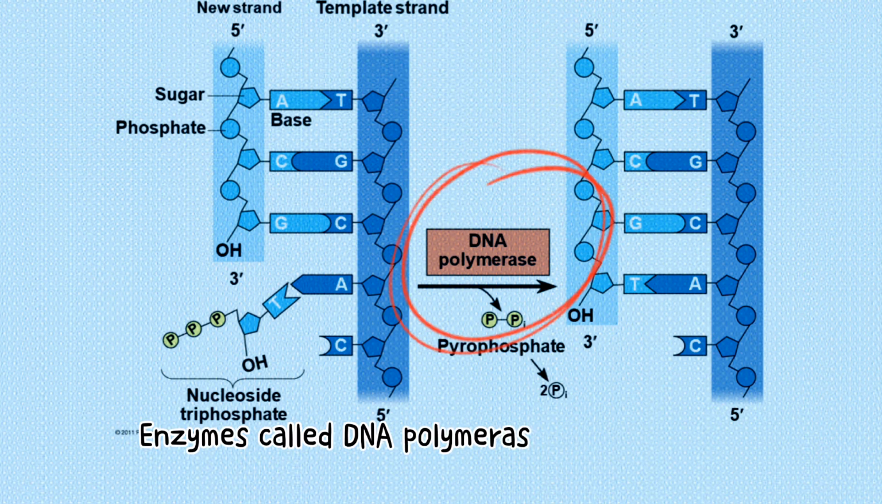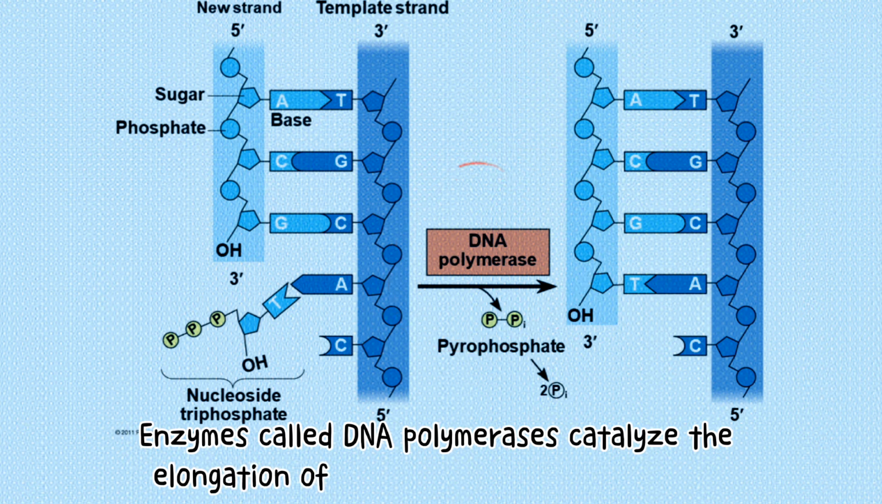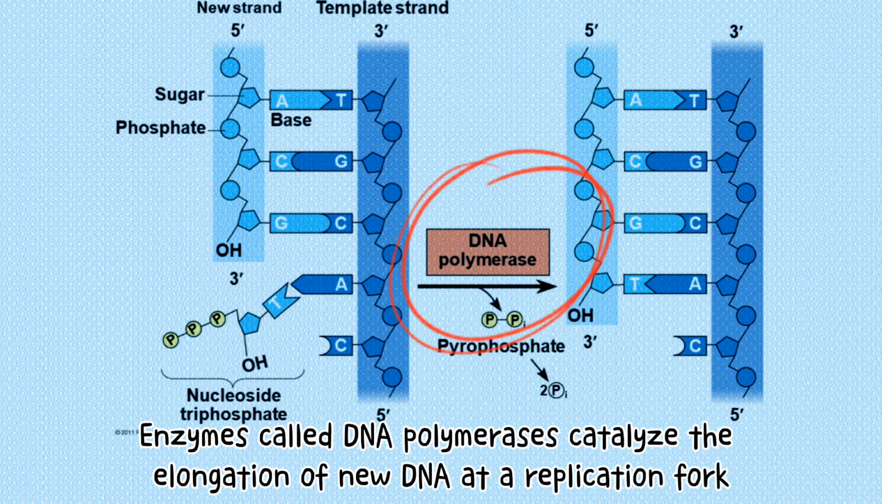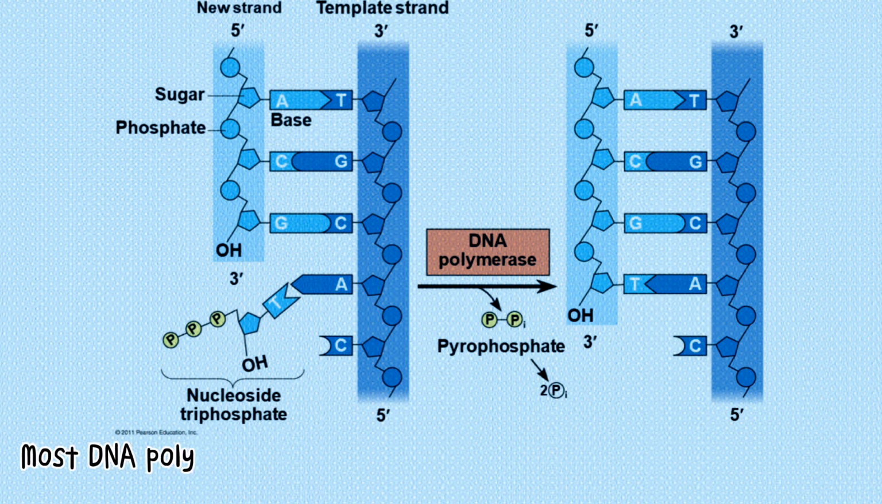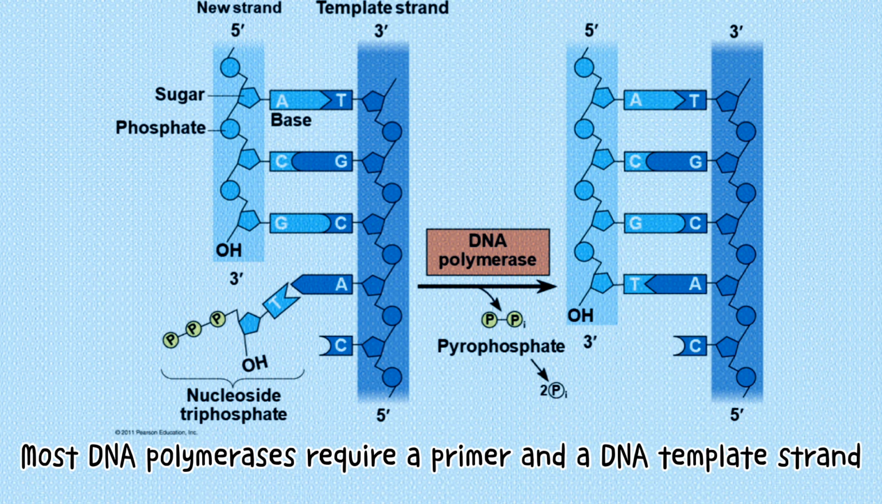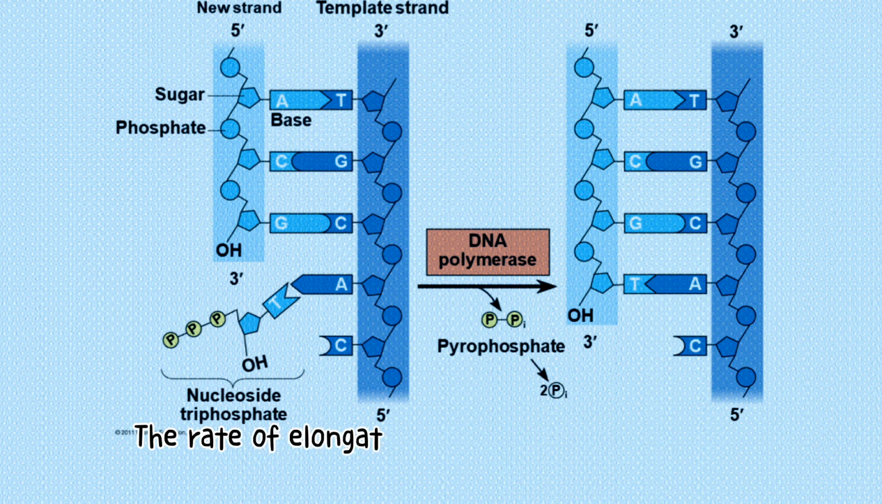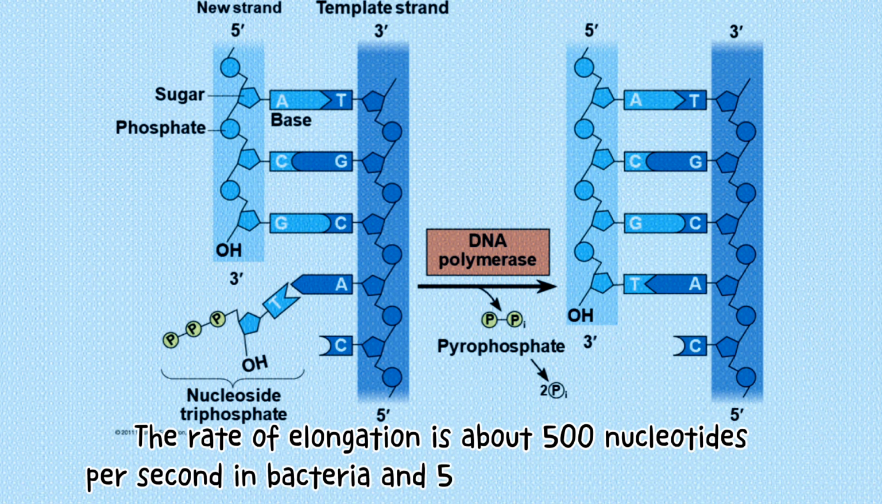Enzymes called DNA polymerases catalyze the elongation of new DNA at the replication fork. Most DNA polymerases require a primer and a DNA template strand. The rate of elongation is about 500 nucleotides per second in bacteria and 50 per second in human cells.